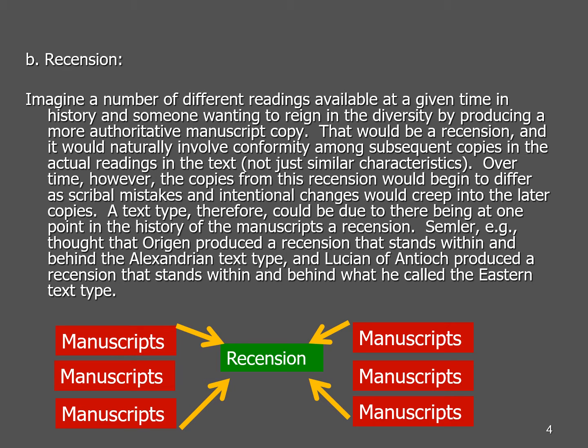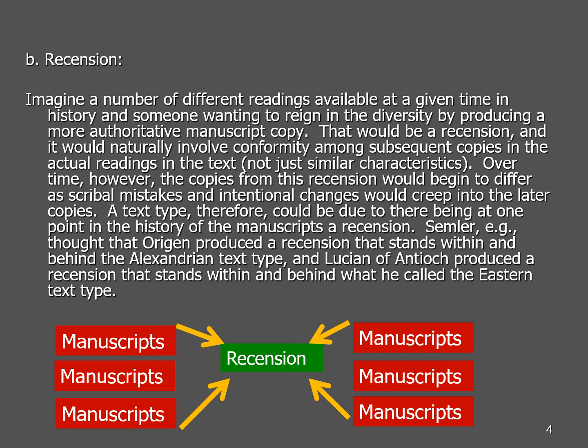Another word you need to know in textual criticism is the word recension. Imagine a number of different readings available at a given time in history, and someone wanting to rein in the diversity by producing a more authoritative manuscript copy. That would be what a recension is, and it would naturally involve conformity among subsequent copies in the actual readings in the text. Not just similar characteristics, but actual following of the rendition of certain words.